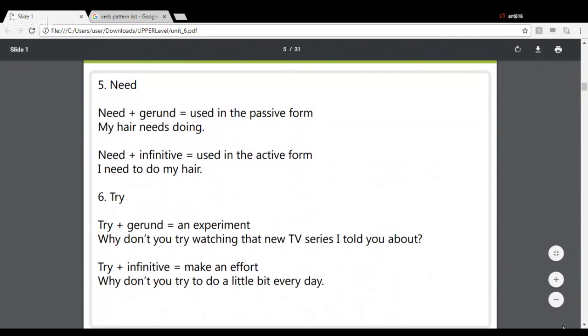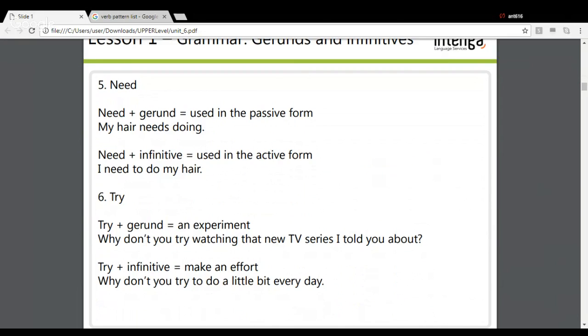Need and try. All right. So whenever you're ready, you can read with need. Okay. Need plus gerund equals used in the passive form. My hair needs doing. Need plus infinitive equals used in the active form. I need to do my hair.